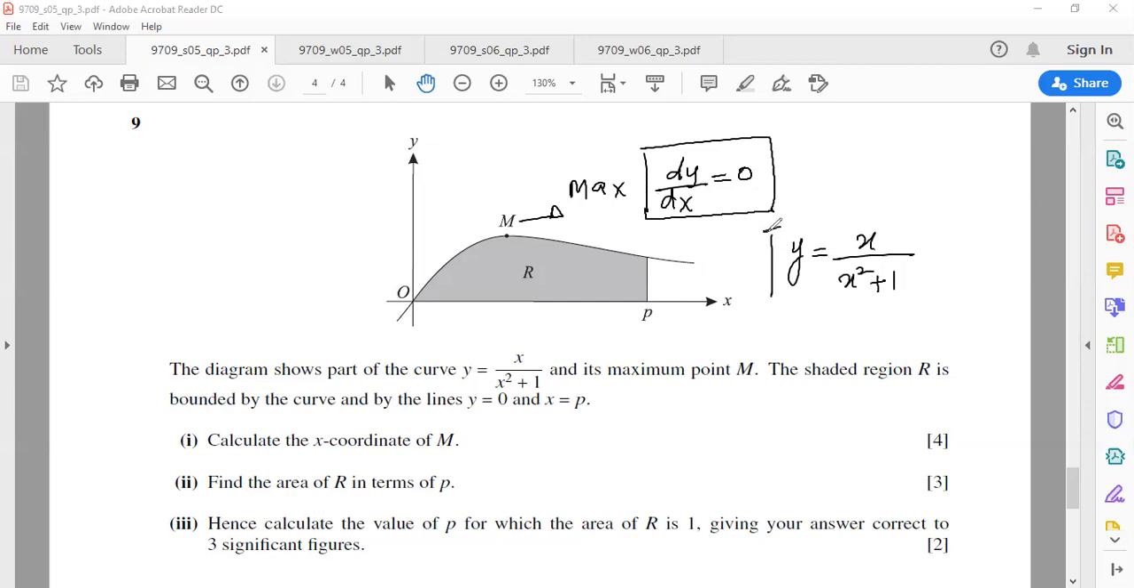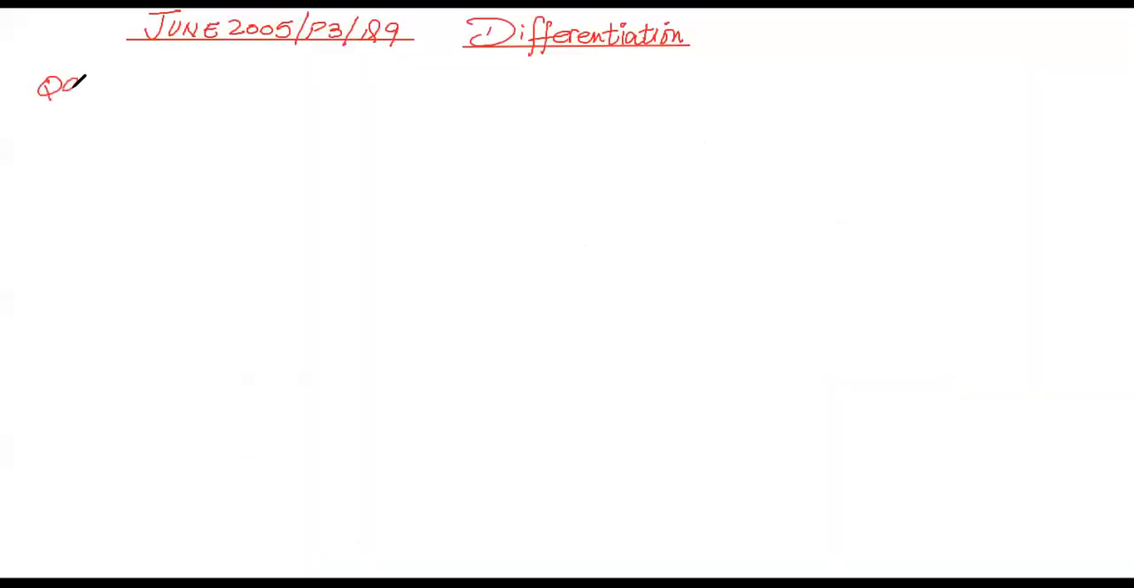That's the y equation. So the first thing we need to do in order to solve this is differentiate it so we get dy over dx, equate it to 0 and solve it for x. That's going to give us the first part, the x coordinate of M. Only the x coordinate of M, we don't need both the x and y coordinates. So let's get ahead with this question. Question number 9.